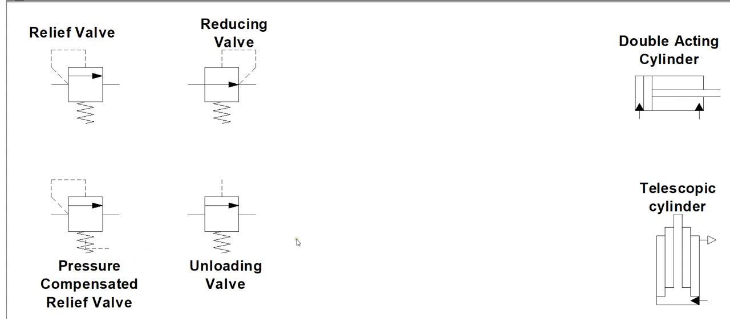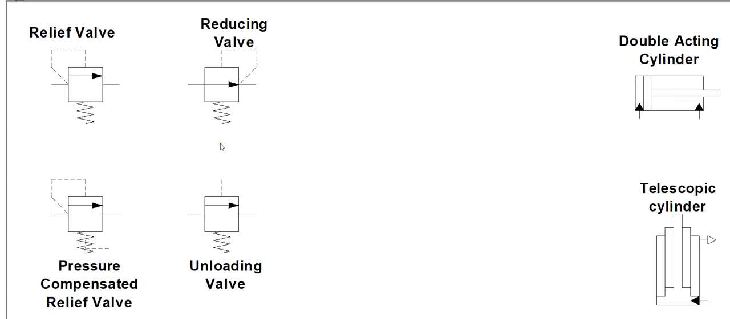This last one down here is known as an unloading valve. Again, it looks very similar to a relief valve. The only difference is it's not actually sensing the inlet pressure. It has a sensing line coming off from some other circuit. An unloading valve is normally closed. Oil would just come up to the valve and be deadheaded.